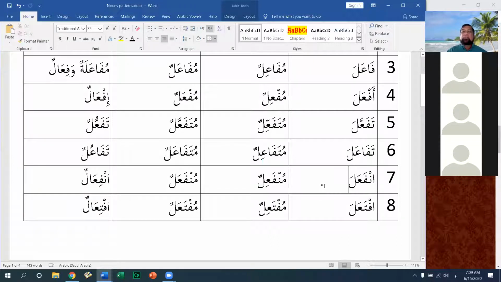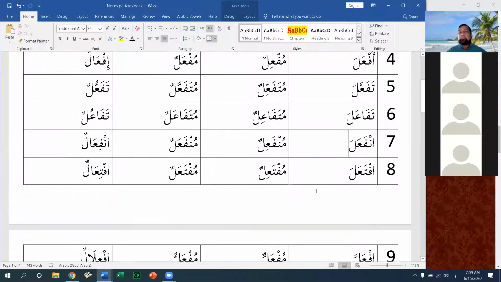انفعل, the 7th pattern of the trilateral verb. اسم الفاعل منفعل, اسم المفعول منفعل, and المصدر, or اسم الفعل, the name of the action, انفعال. And note that the hamza is hamzatul wasl. It's only pronounced if you begin with it.